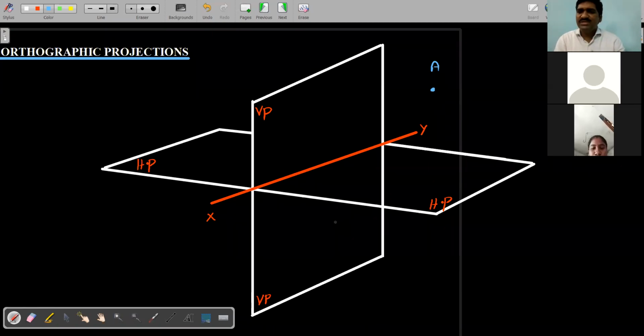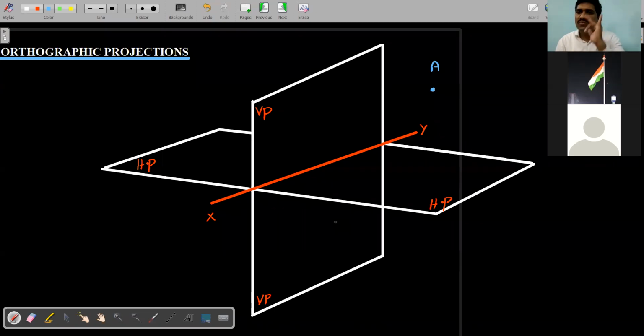What is the meaning of projections? Projections means front view, top view, side view. In the examination, they will ask to draw the projections, which means we have to draw front view, top view, and side view. Side view we have to draw only if it is asked in the exam. If they are not asking about side view, don't touch the side view.